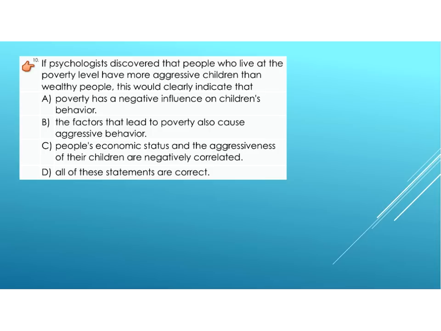Okay? So what's the correct interpretation here? What's the correct answer? Lots of you guys chose D when we did this online, and that wasn't right. It was C, right? Because we had A being causal, and that's not right, and so then D can't be right, and the correct way to go here is C, right? People's economic status and the aggressiveness of their children are negatively correlated. We see higher levels of aggressiveness, thumbs up on my left hand, connected with lower levels of economic status, thumbs down on my right hand. That's a negative correlation. Correct answer was C.